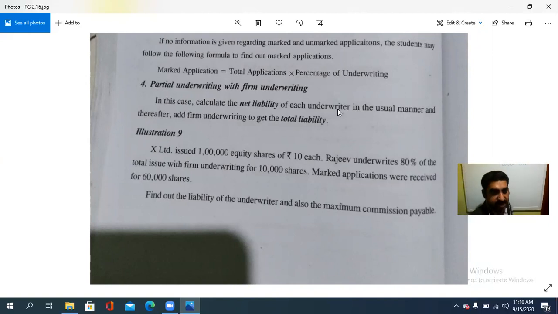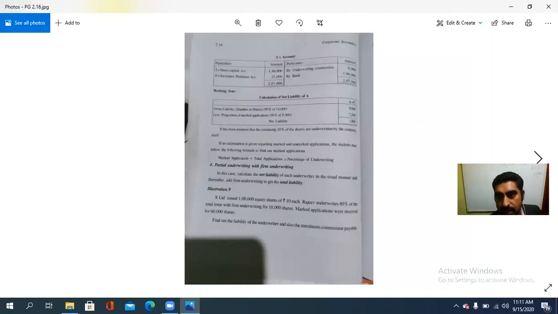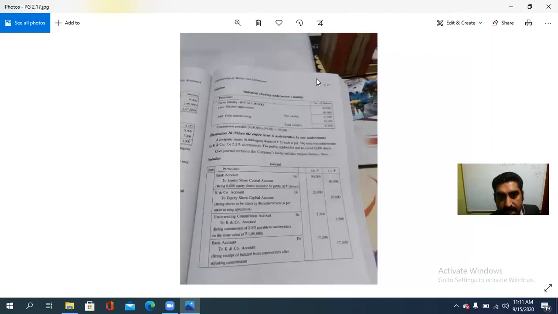Rajiv underwrites 80% of the total issue with the firm underwriting for 10,000. 10,000 shares firm underwriting, and the rest is 80% of 1 lakh, that is 80,000. Then marked application was 60,000. Find out the liability of the underwriter and also the maximum commission payable to the underwriter. So we will do it now.